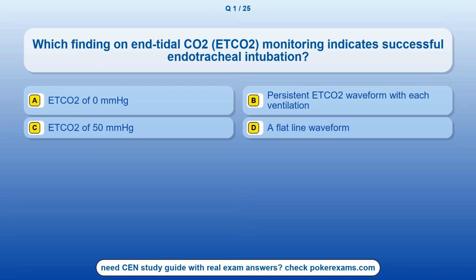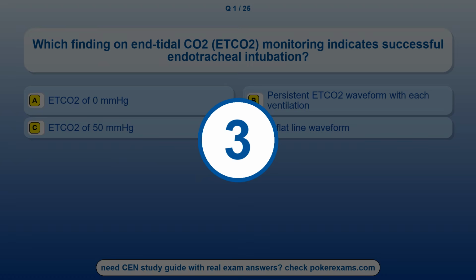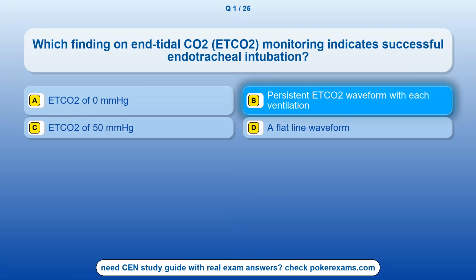Question 1. Which finding on end-tidal CO2, EtCO2, monitoring indicates successful endotracheal intubation? Option A, an EtCO2 of 0 mmHg. Option B, persistent EtCO2 waveform with each ventilation. Option C, an EtCO2 of 50 mmHg. Option D, a flat line waveform. The correct answer is option B, persistent EtCO2 waveform with each ventilation.